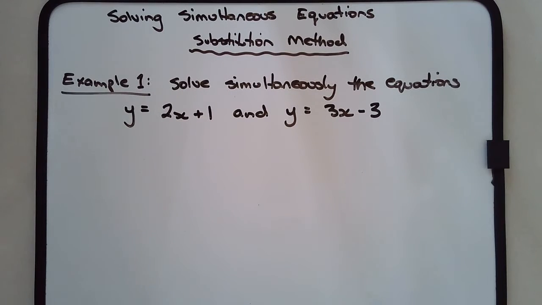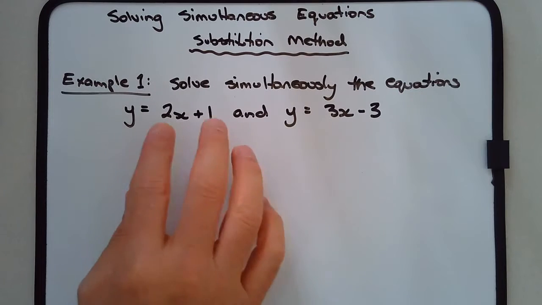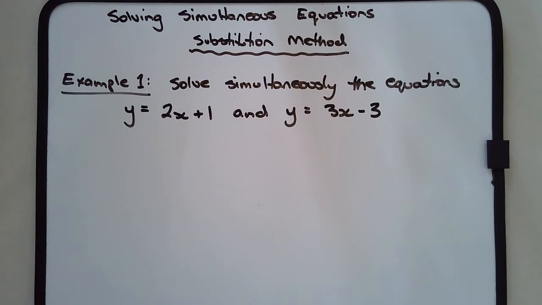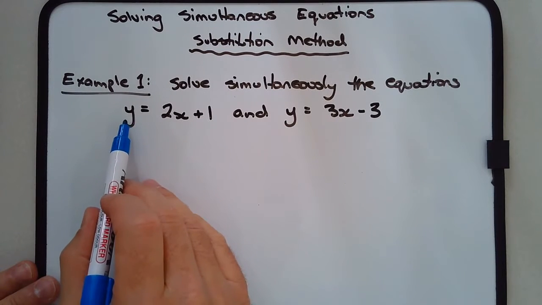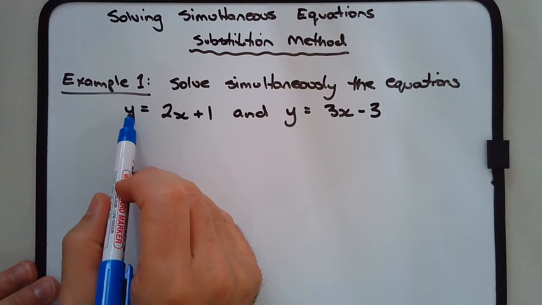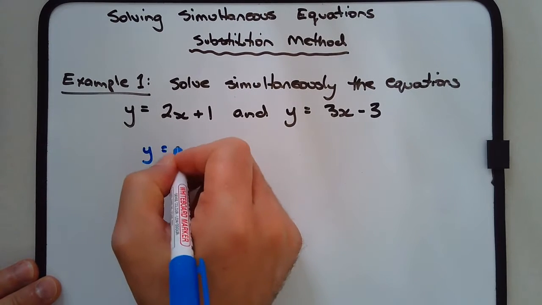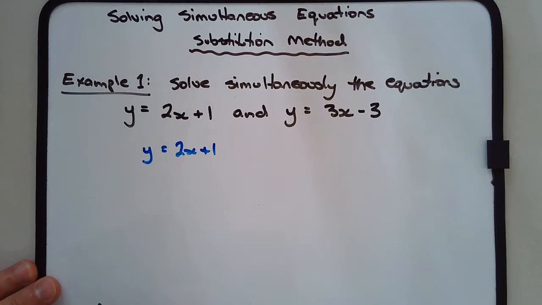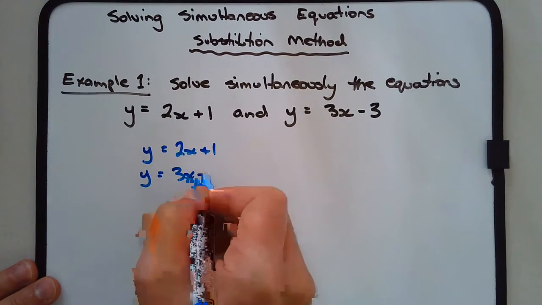So we need to find a solution, in other words, a value for x and a value for y, such that both of these equations are satisfied simultaneously. It's what's called a simultaneous equation, in fact. So I think the first thing to look at is the left-hand side of both of these equations. It's y equals 2x plus 1. In fact, I might just write these down one under the other. And the second equation is y equals 3x minus 3.